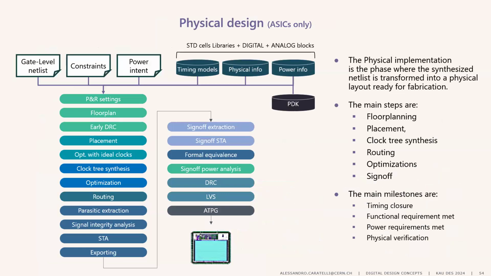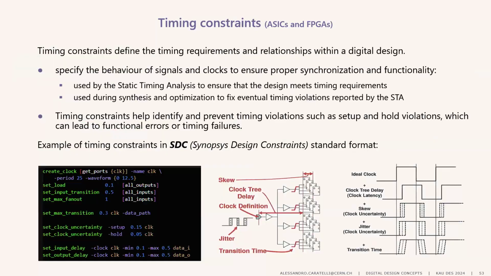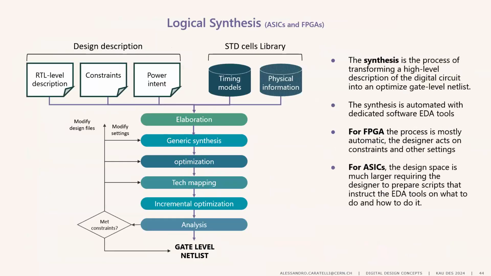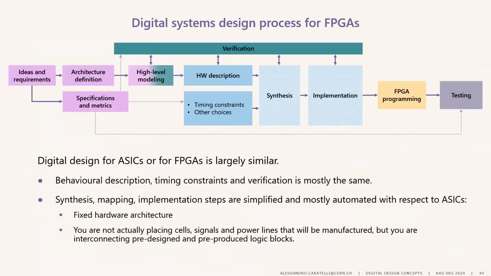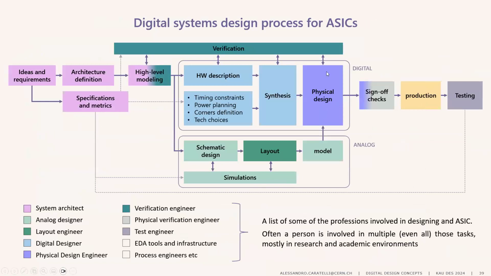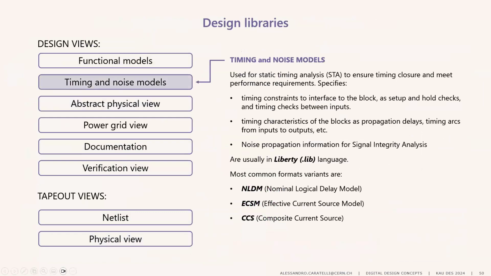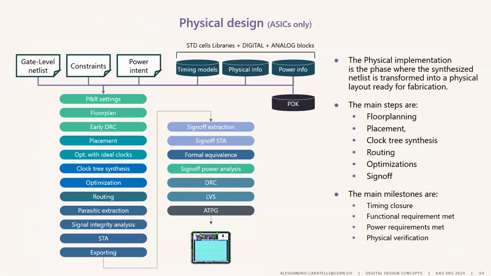And then we move to, at this point, we are at the end of the synthesis. As we saw before, after the synthesis comes the physical design. The physical implementation basically is the phase where the synthesized netlist is now transformed into the physical layout, to generate what you send for production, for fabrication.